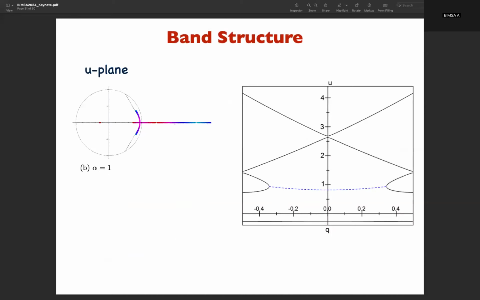A little bit more detail about the band structure. If you take alpha equals 1, you can draw the band structure as a function of quasi-momentum. There will be real bands and complex bands. The complex ones are shown in dashed line, those which go into the complex plane above and below. That's a typical structure of the spectrum here.